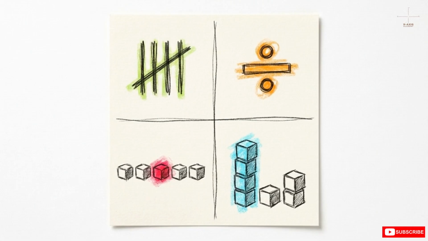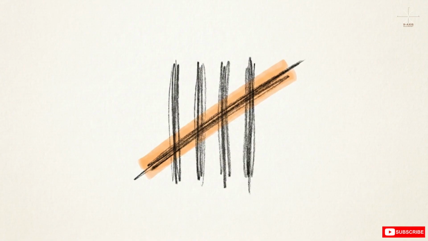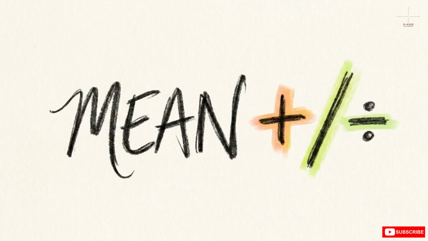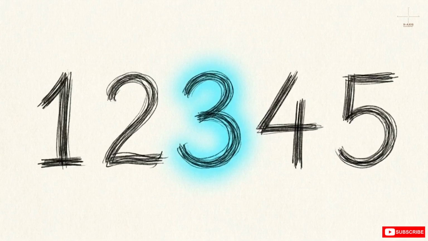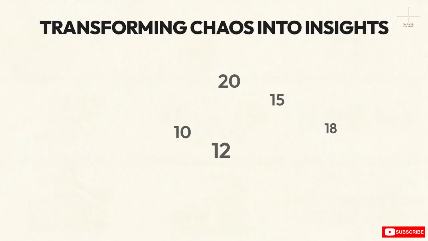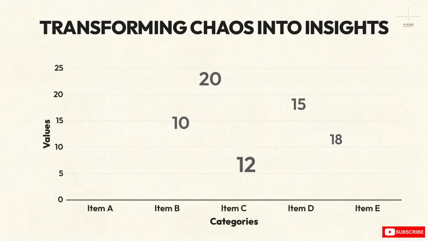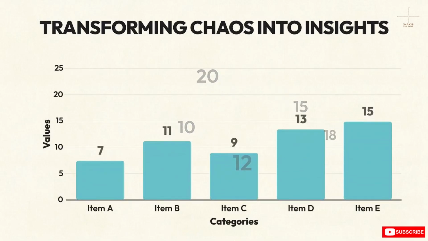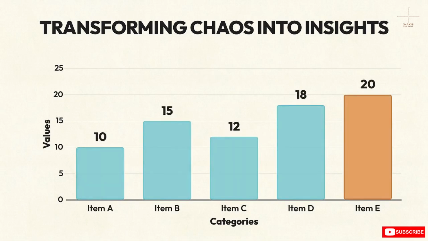We now have 4 essential tools for handling data. Tallying bundles our raw counts. The mean distributes value evenly. The median locates the exact center, and the mode points out what happens the most. Numbers in their raw form are chaotic. Statistics gives us a structured language to clean that chaos, find the true middle ground, and build clear visual stories that anyone can read.